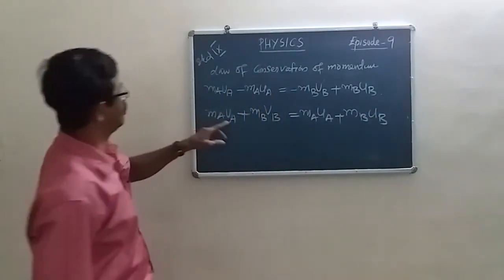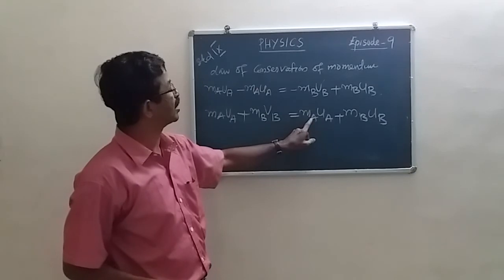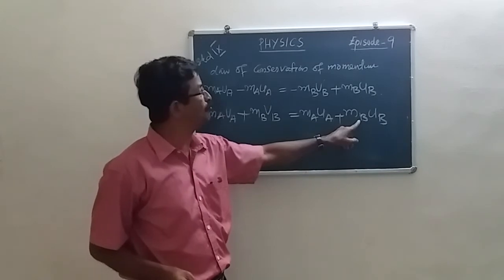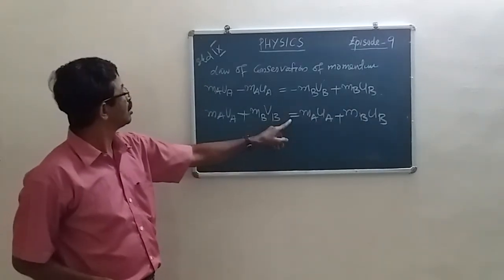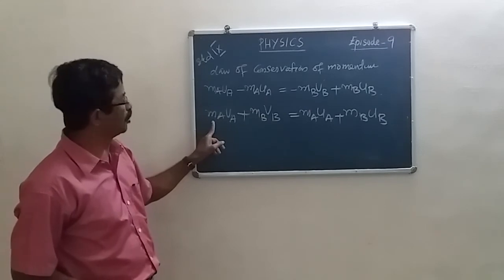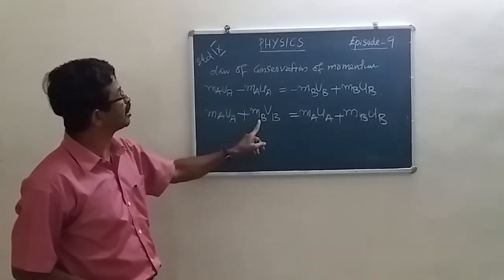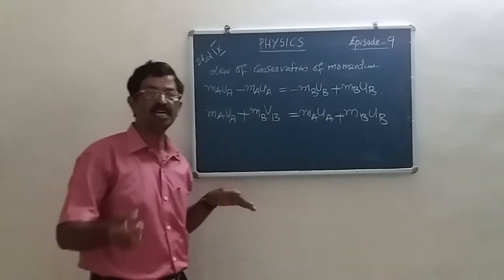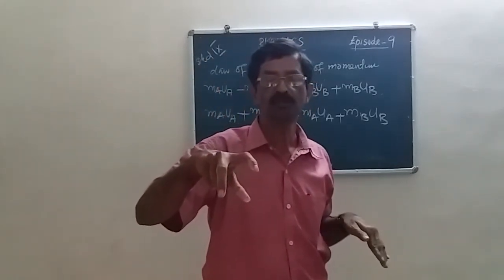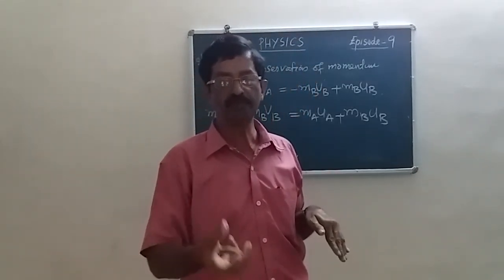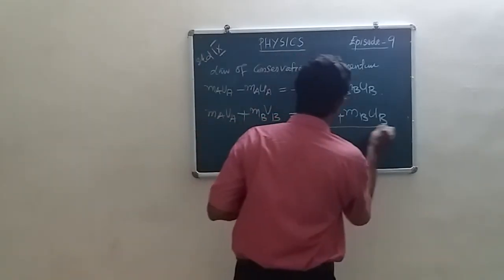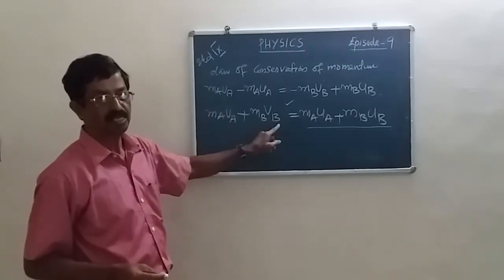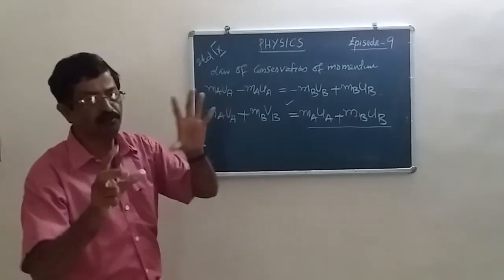See here, this is the momentum of A before collision. This is the momentum of B before collision, equal to, this is the momentum of A after collision. This is the momentum after collision for B. These are equal. That means momentum before collision is equal to momentum after collision. So, here no external force is acting.